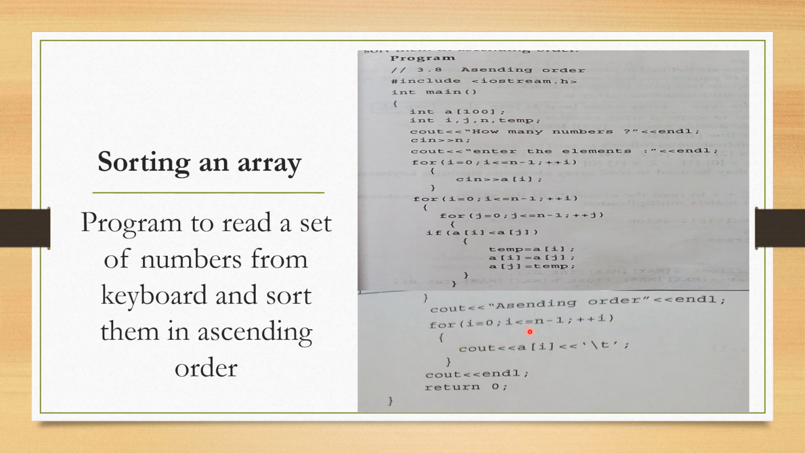So for I equal to 0, I less than n minus 1, plus plus I, then cout the array element, cout a tab. This is a tab. Okay, so this way you can sort an array.